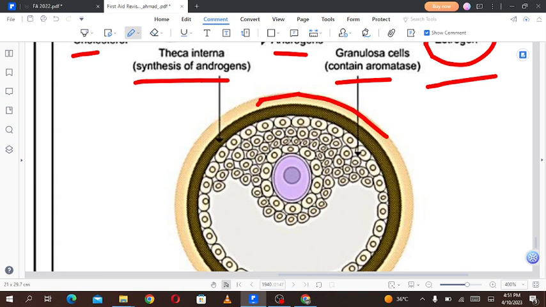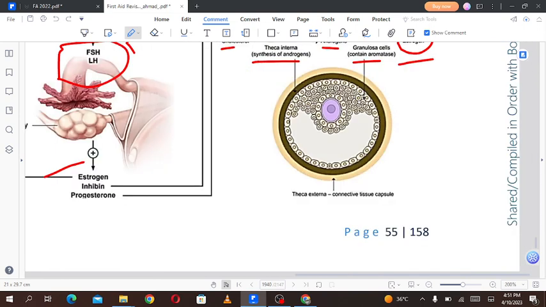Like the theca interna cells, the theca externa cells are just structural support; they are not doing anything. The theca interna, the green cells, contain the desmolase, while the granulosa cell contains the aromatase, and the reaction we have already studied. Theca externa is the connective tissue capsule.